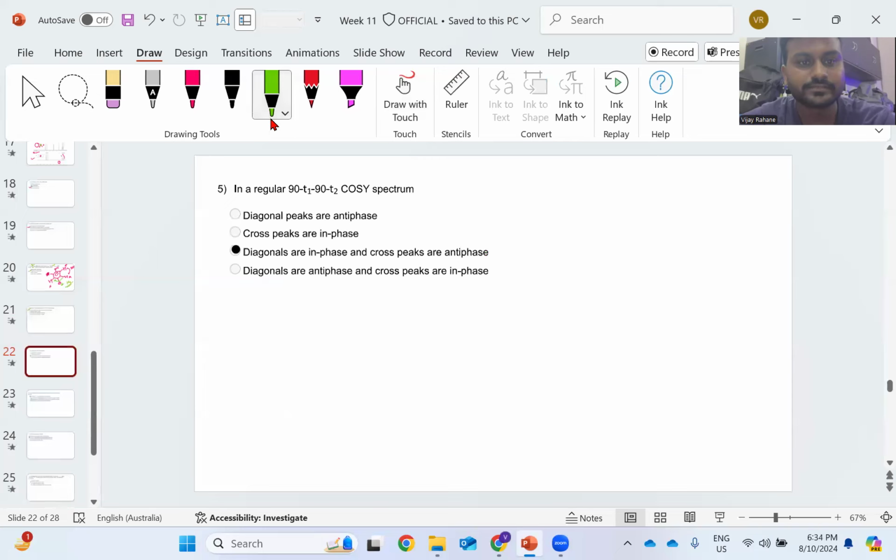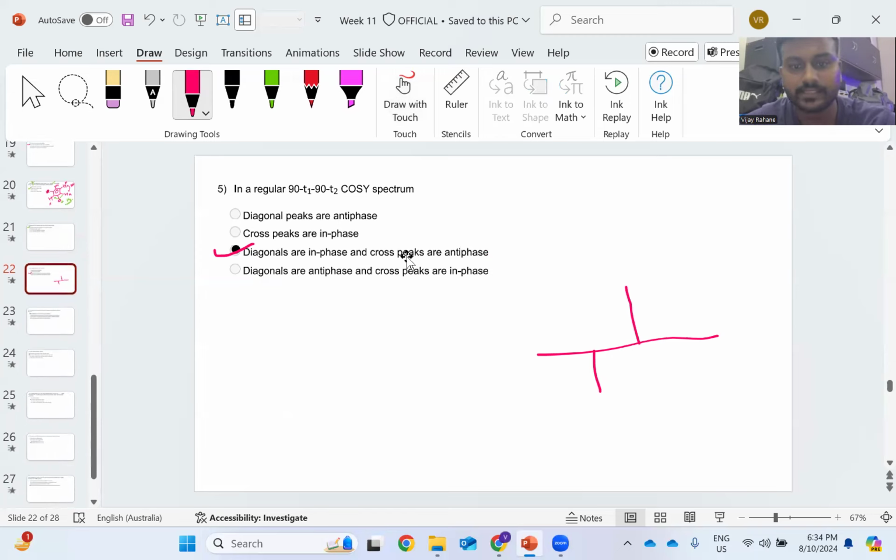Next question is: in the rectangular 19 T1, 19 T2 COSY experiment, the diagonal peaks are in phase and the cross peaks will be in anti-phase. In phase means it is in the positive direction, as I have shown in the DEPT. The positive direction indicates in phase, and the negative direction indicates anti-phase here. That is DEPT 90, right? Example of DEPT 90.